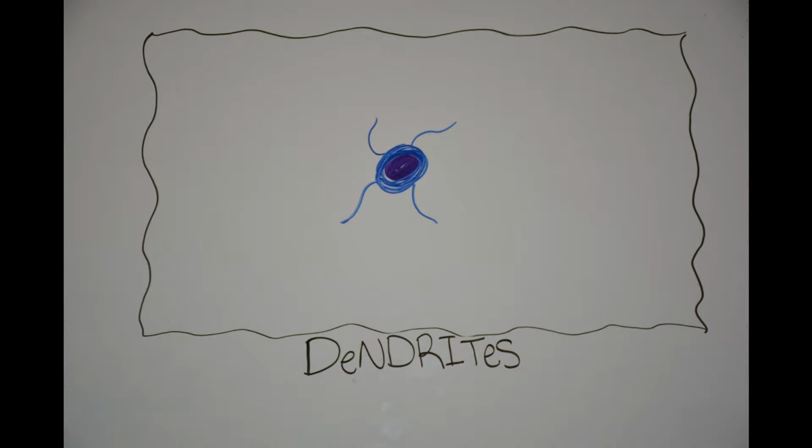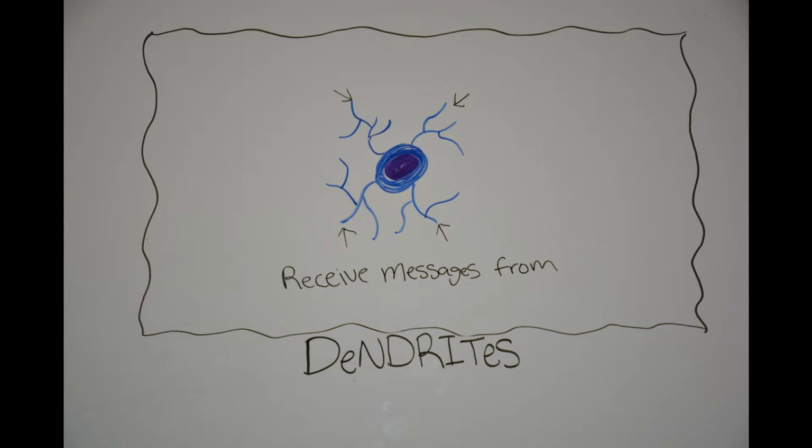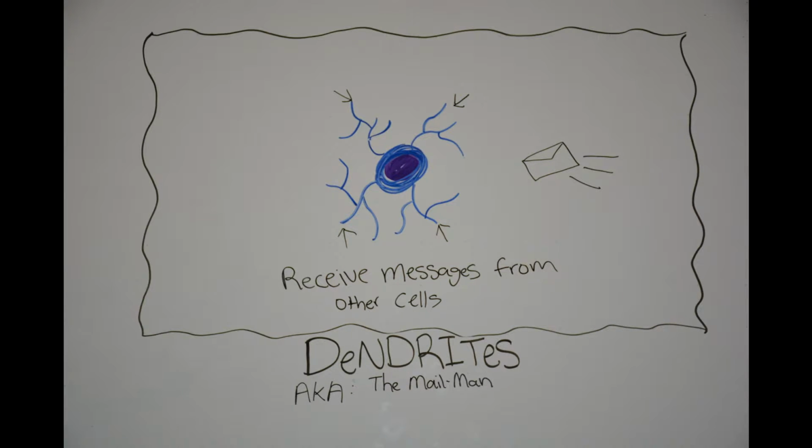Dendrites are the bushy branch-like extensions that come off of the body of the nerve cell. They receive messages and send those messages out to the other parts of the nervous system. They are like the mailman who takes letters and delivers them out to everyone.